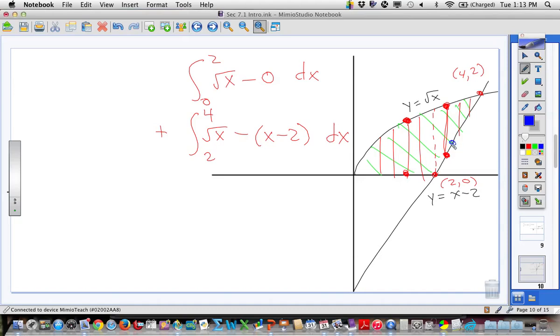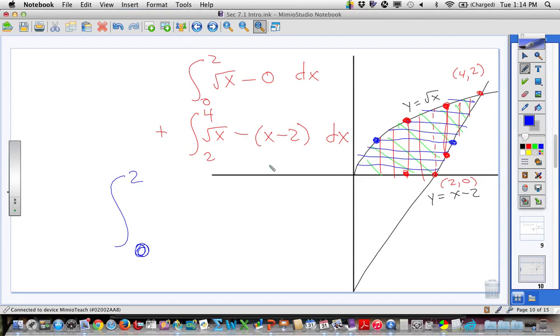Wouldn't we only need one here? Because every horizontal strip that you draw is going to hit the line on the right, and it's going to hit the parabola on the left. So you can do it with just one. So the integral would be from, careful, 0 to 2. The strips fill the space from a y value down here of 0, and they go all the way up here to 2.